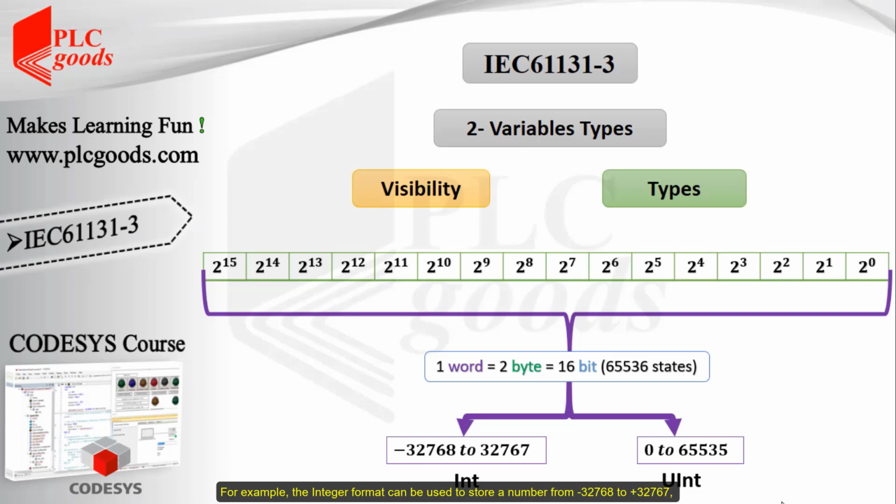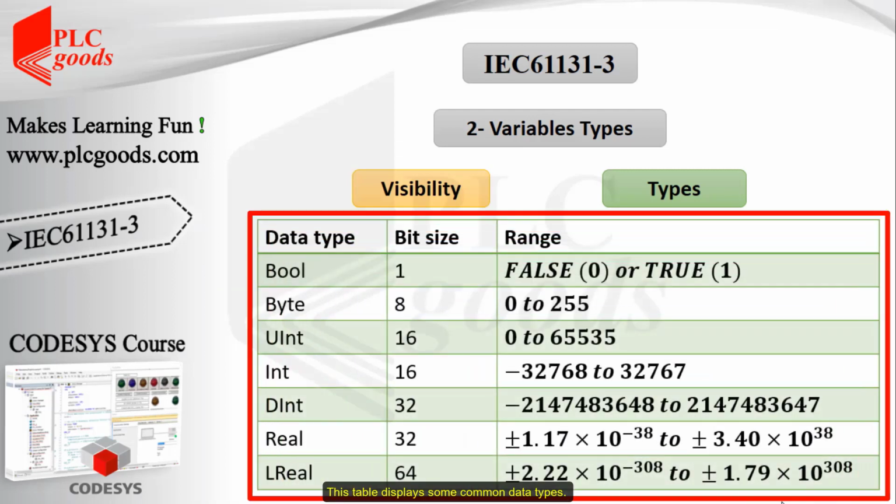For example, the integer format can be used to store a number from -32,768 to +32,767, but the unsigned integer format can only be used to store positive numbers from 0 to +65,535. This table displays some common data types.